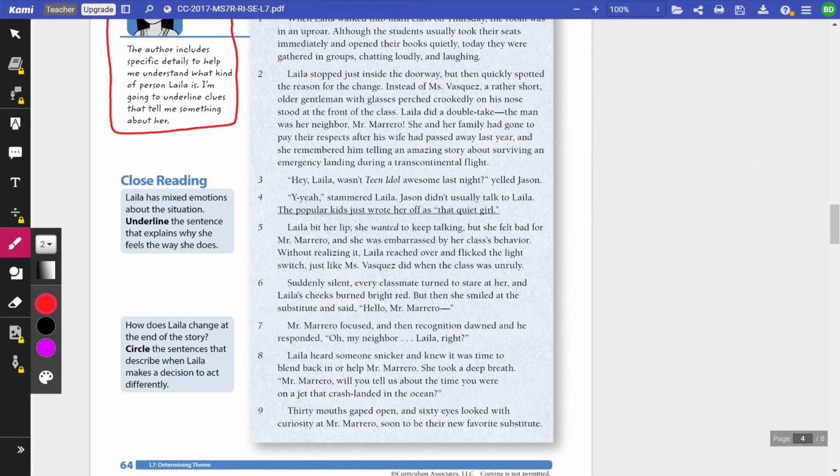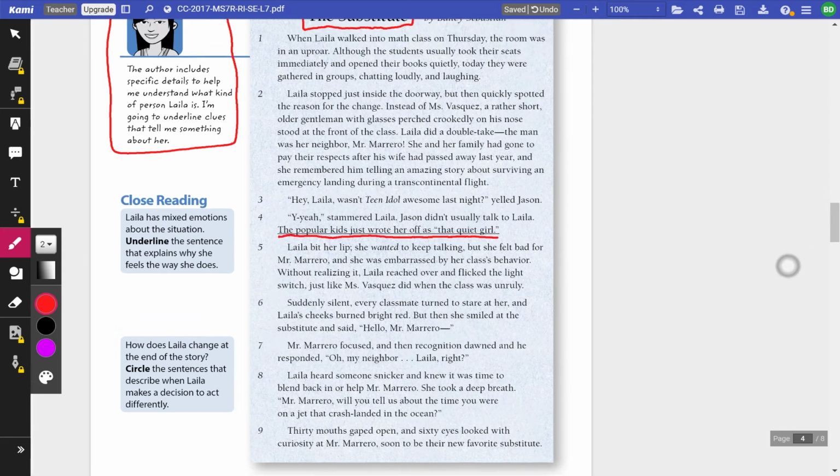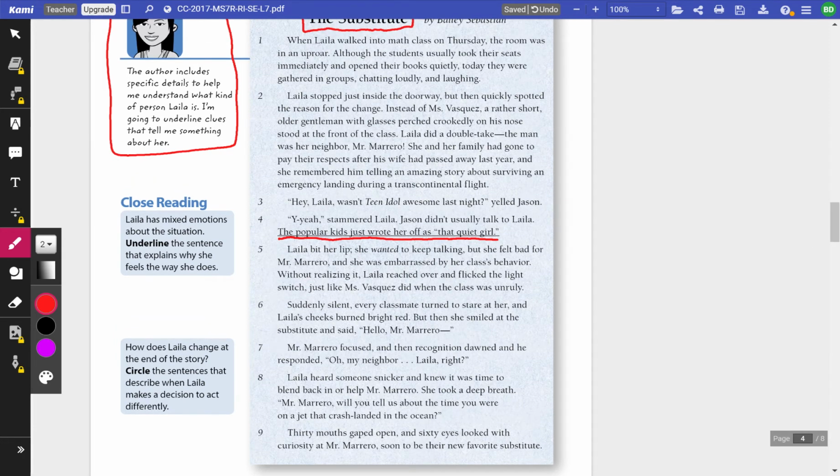So the study buddy has underlined a section of the text for us, and that's in paragraph 4. And it says the popular kids just wrote her off as that quiet girl. So this part of the text lets us know that Layla is usually quiet. She doesn't really draw attention to herself. She blends in with the crowd. She doesn't do things to set herself apart.